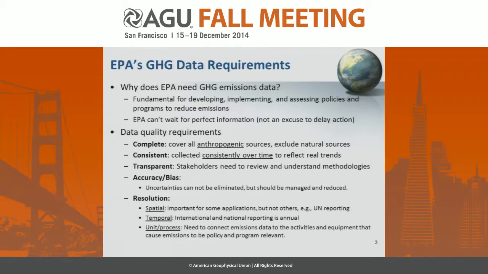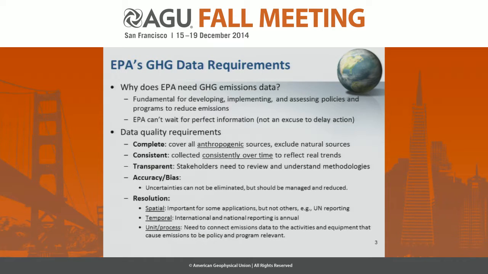We also require transparency. We have a lot of stakeholders that are very interested in the greenhouse gas inventory. There are a lot of researchers that use the inventory as well, and so we need to be able to clearly document our methods so that stakeholders can review and understand them. Uncertainties, of course, cannot be eliminated, but they should be quantified, managed, and reduced to the extent possible.